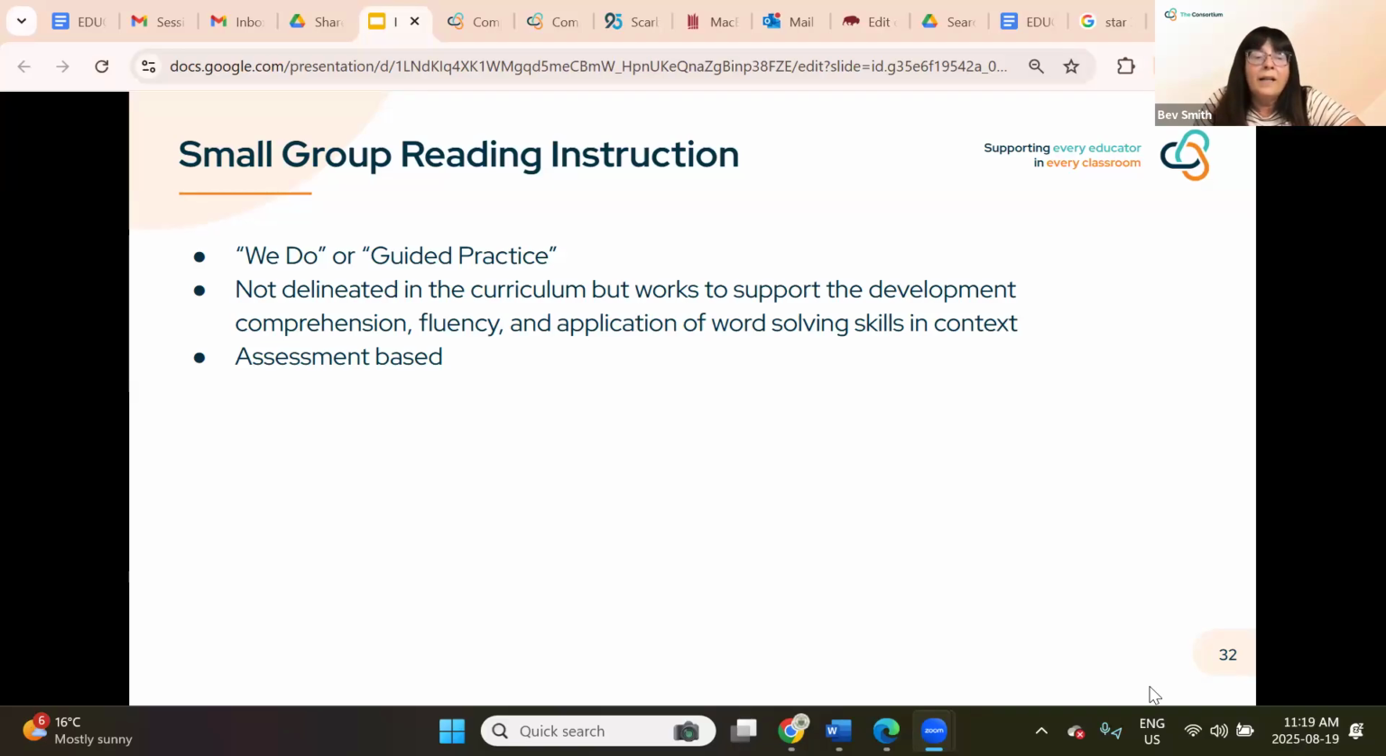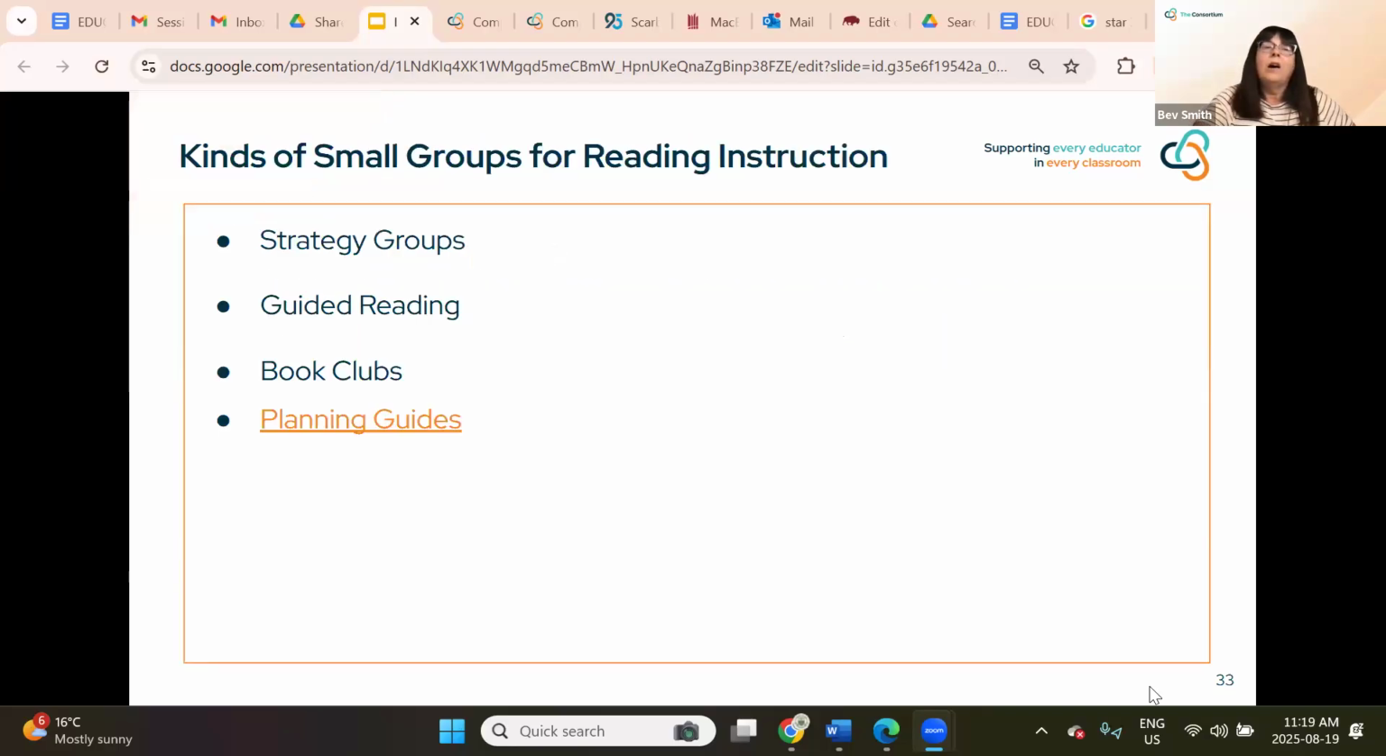So the kinds of small groups, that's on the next slide, are strategy groups. Now, in strategy groups, we're using our assessment information to find something. Maybe it's a phonics skill that many students need, so we can be using decodable texts and practicing that skill. We can find that pattern within the text. So a strategy group is based on either a phonics need or a comprehension need.